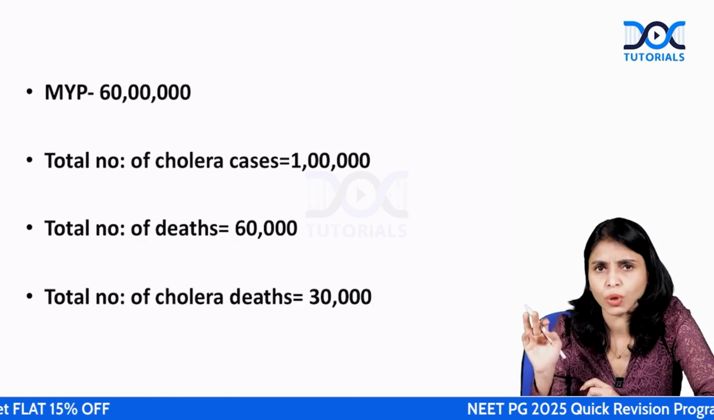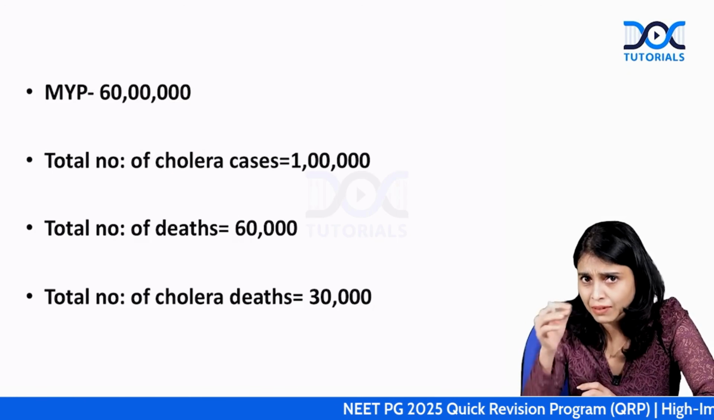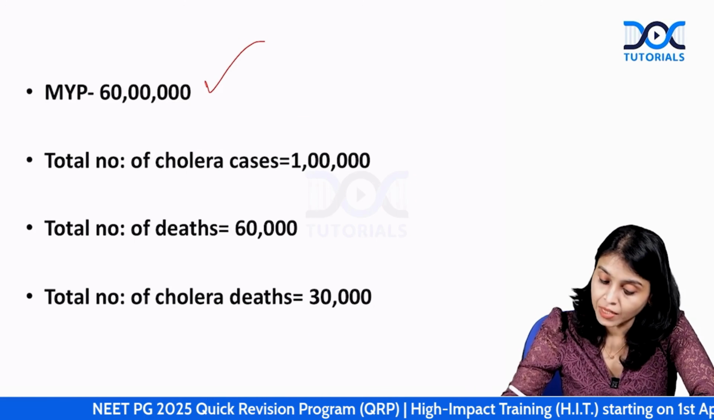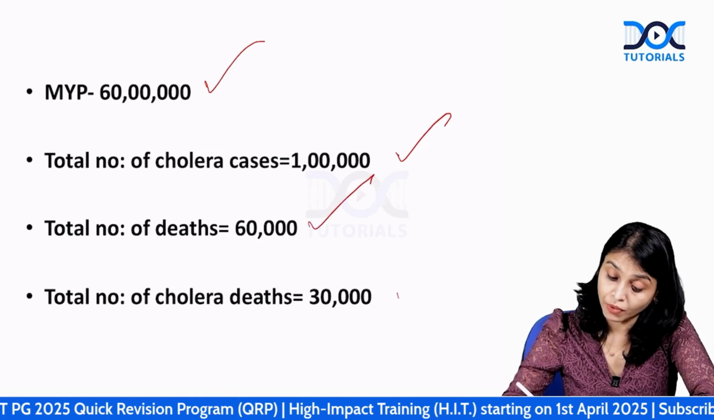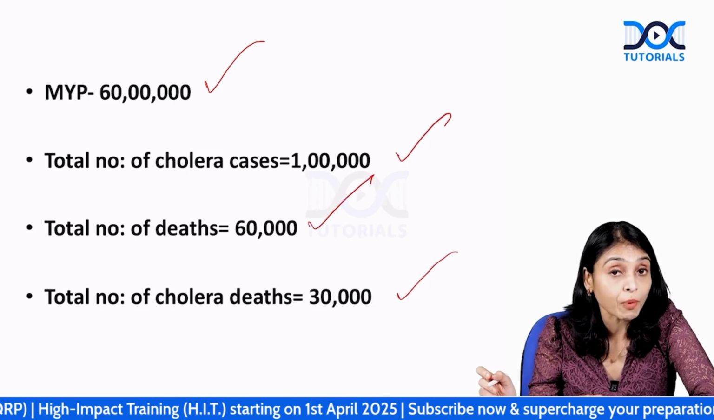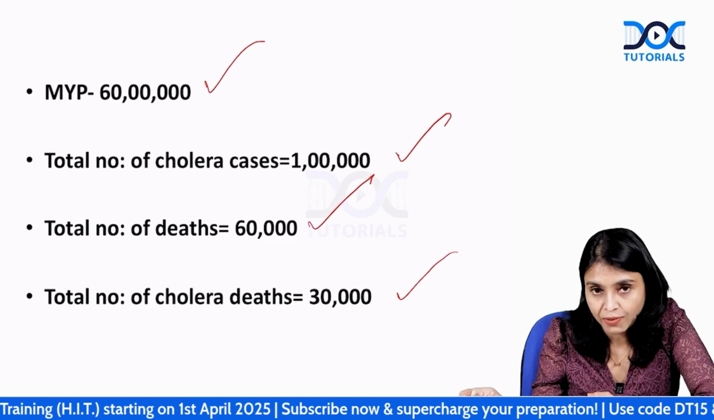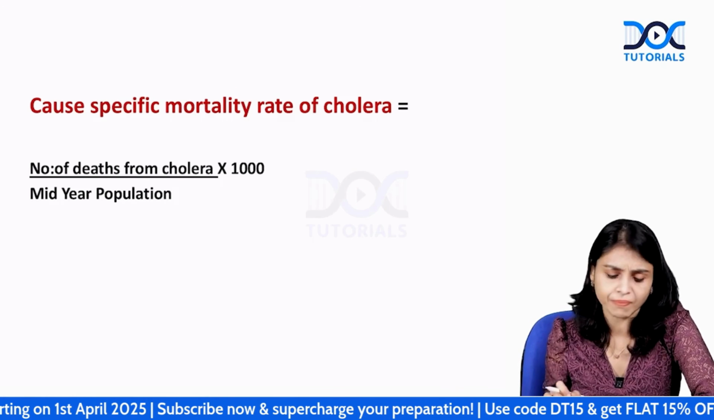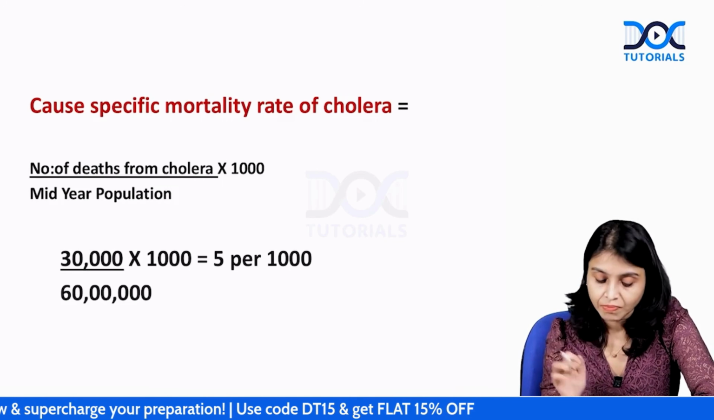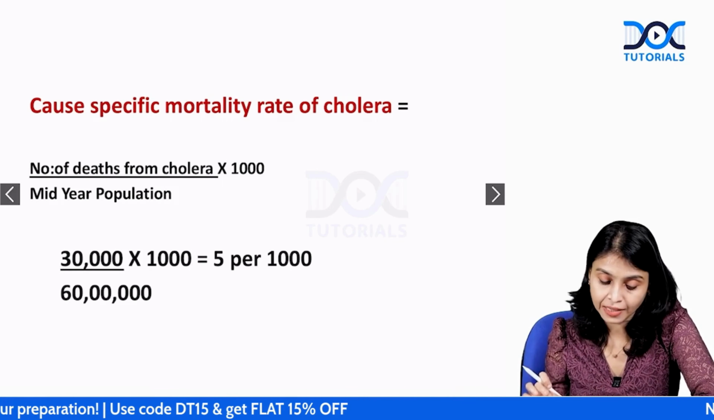Here, I'm just showing you the data they have given. I've just picked them from the question. Mid-year population is given, total number of people in that area, total number of cholera cases, total number of deaths, and total number of cholera deaths are also given. Now, you're asked to find out cause-specific mortality rate as well as case fatality rate. What will be cause-specific mortality rate? Number of deaths from cholera divided by mid-year population, which is 30,000 divided by 60 lakh.